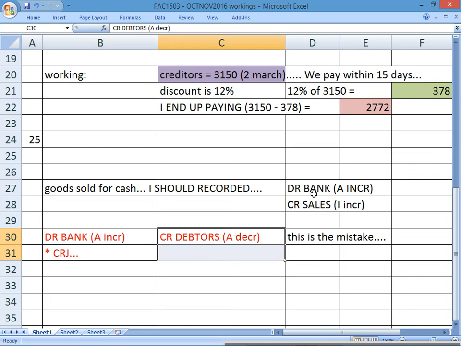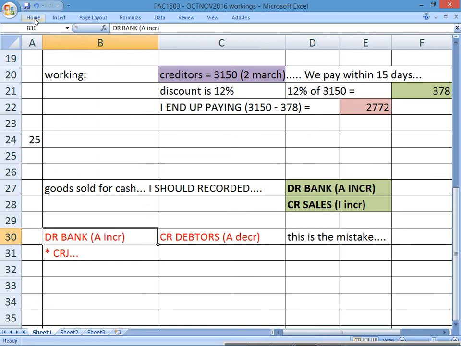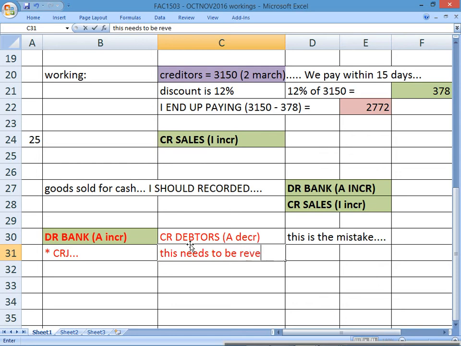What should I have done? I should have debited the bank and credited the sales. Did I debit bank? Yes, I did, so that's fine. But have I credited sales? No, I haven't, so I'm going to have to credit sales, and that'll go here. And this is the mistake, so this needs to be reversed out. How do I get rid of a credit? Opposite, debit. So you would debit the debtors, asset increase. That would have been the correction you would have had to record for that transaction, because now you've corrected it.